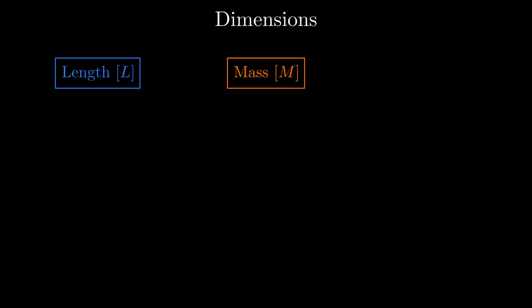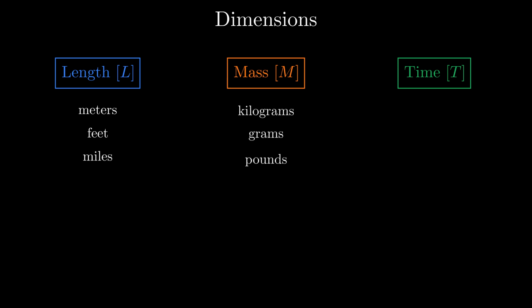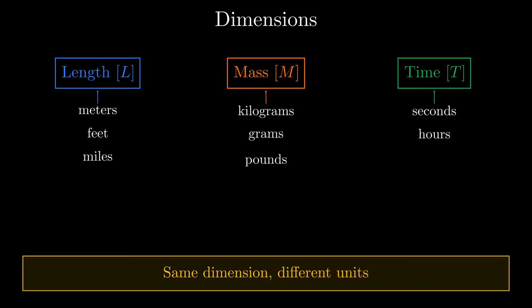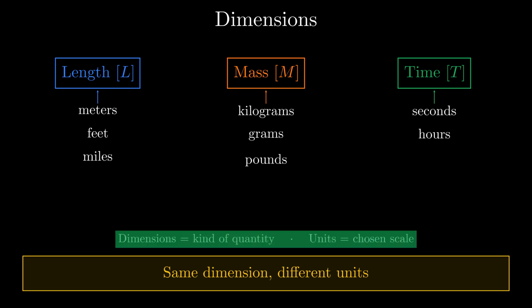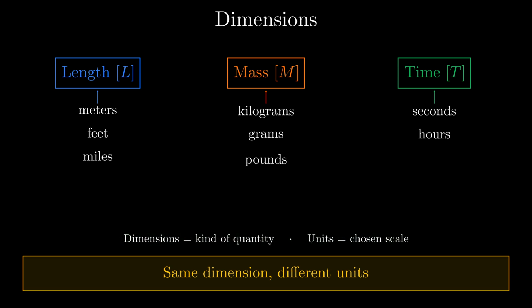Every physical quantity is built from three basic dimensions: length, written L, mass, written m, and time, written t. Dimensions aren't the same as units. Meters, feet, and miles are different units, but they all measure the same dimension, length. Kilograms, grams, and pounds all measure mass. Seconds and hours both measure time. Changing your units never changes the dimension. This distinction matters. Dimensions describe the kind of quantity, while units are just the human-chosen scale we measure it in.